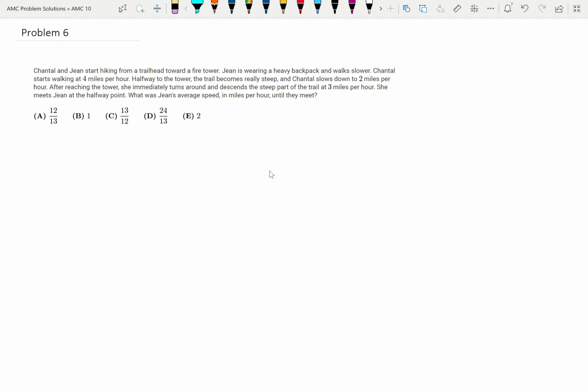After reaching the tower, she immediately turns around and descends the steep part of the trail at 3 miles per hour. She meets Jean at the halfway point. What was Jean's average speed in miles per hour until they meet?